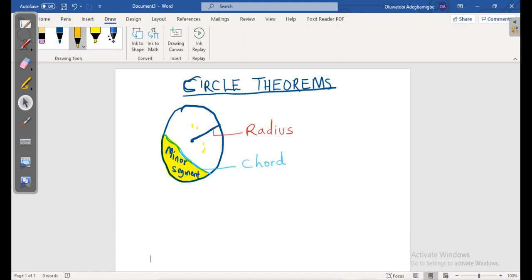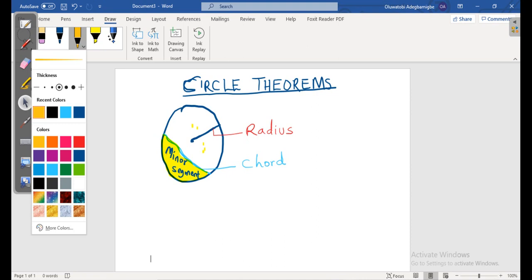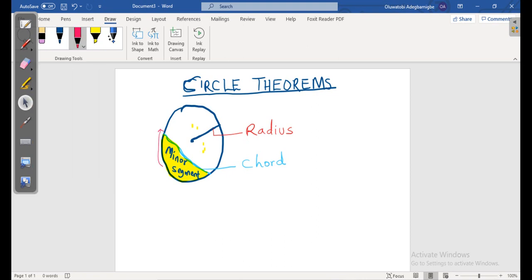Also, this part of the circumference is what we call the arc. The part of the circumference is the arc, while the inner part of the circle is what we call the segment. So if this is the minor segment, this will also be known as the minor arc. Very good.